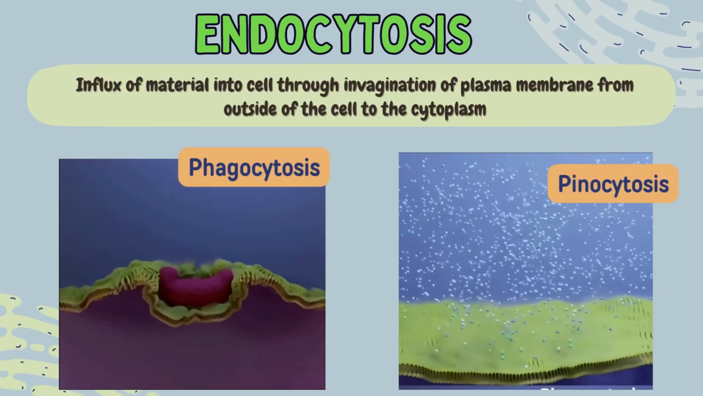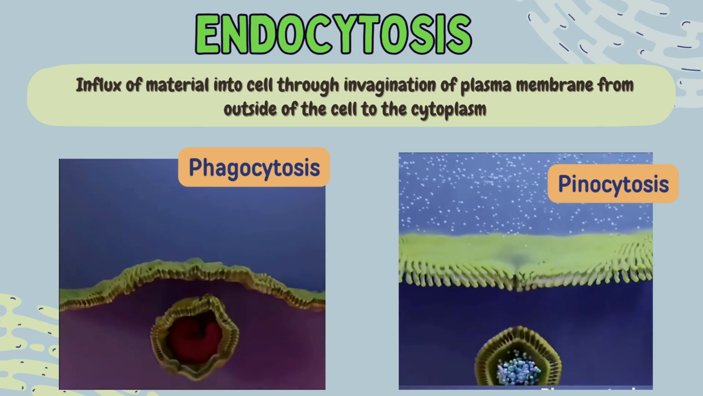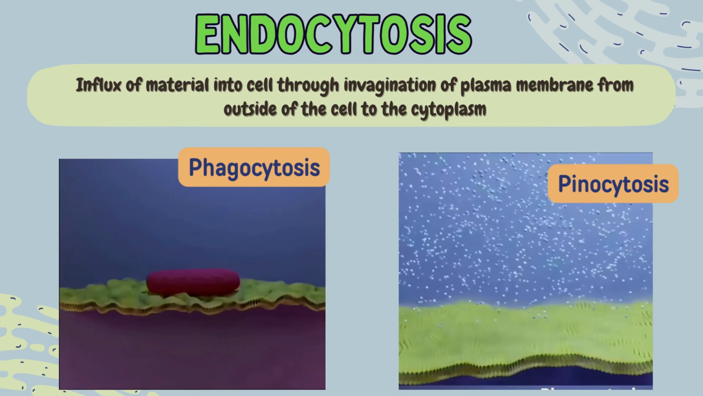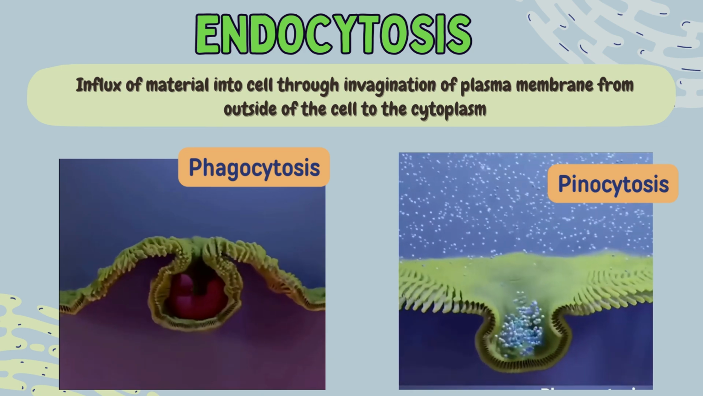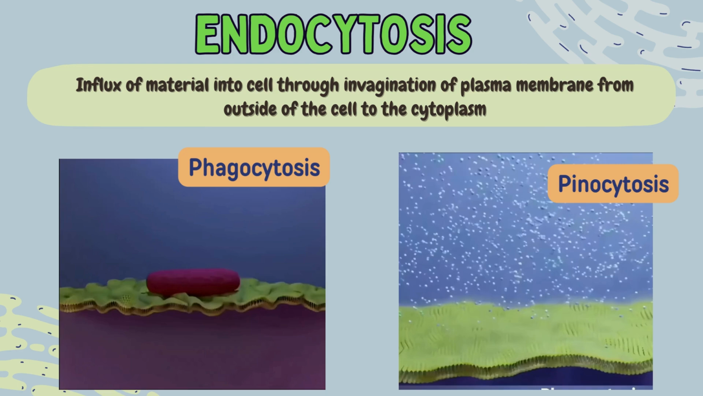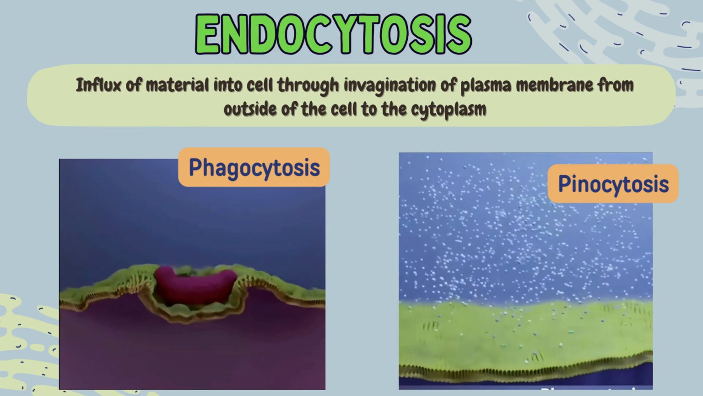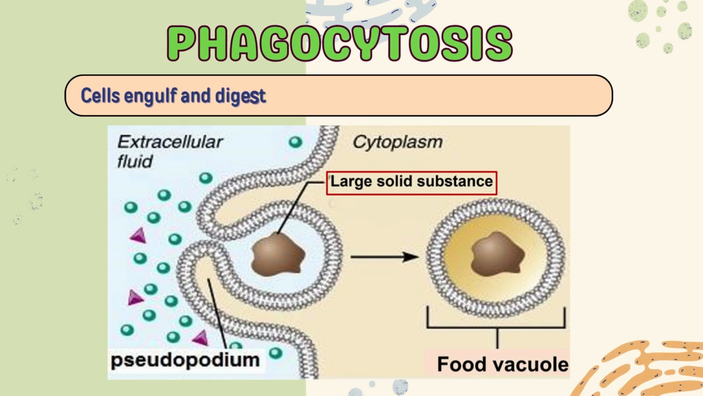Endocytosis is a cellular process that involves the influx of materials into the cell. During this process, the plasma membrane folds inward to form a vesicle, bringing substances from outside the cell into the cytoplasm. There are two types of endocytosis. The first is phagocytosis, and the second is pinocytosis. Phagocytosis is a process where cells, like macrophages or phagocytic cells, engulf and digest foreign particles, bacteria, or dying cells.